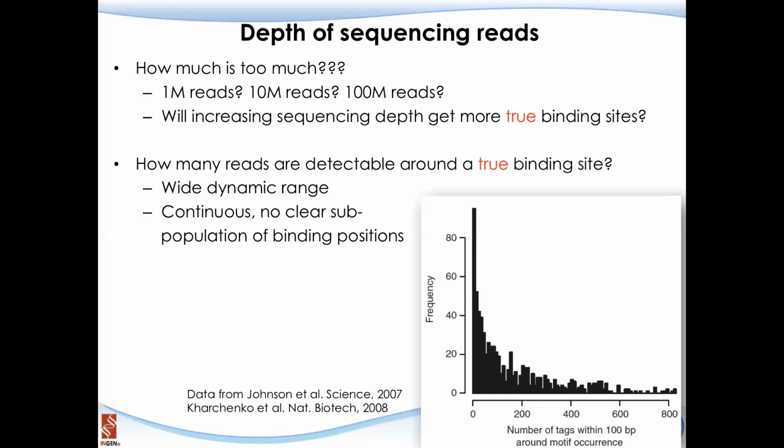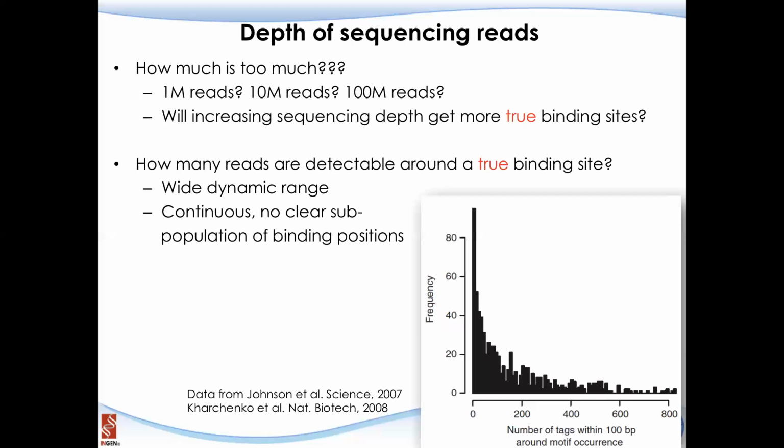And you can see some of them have many tags, which means the signal is very strong. But for most of them, the signal is not quite strong. What does that mean? That means the peaks have a very wide dynamic range and no clear proportion for binding positions. So let's go back to the questions here.